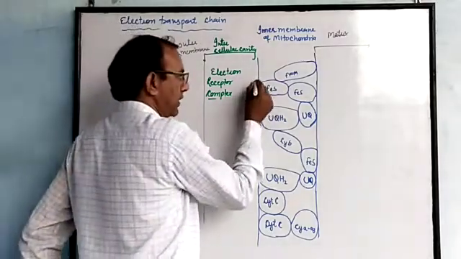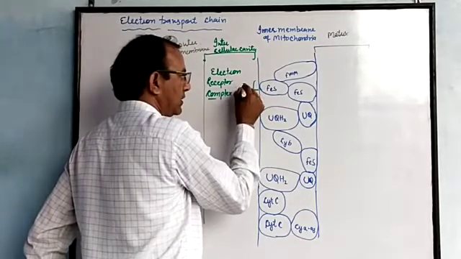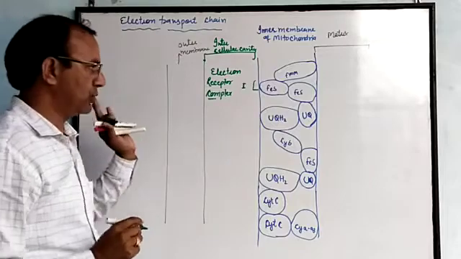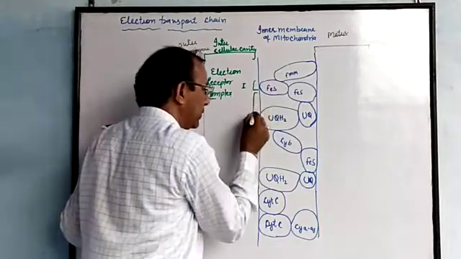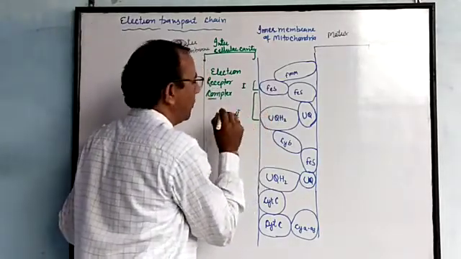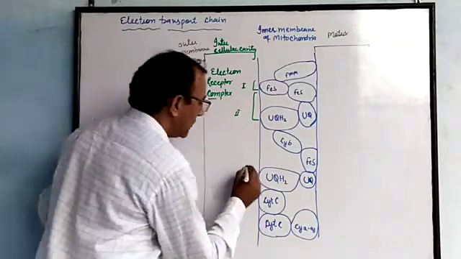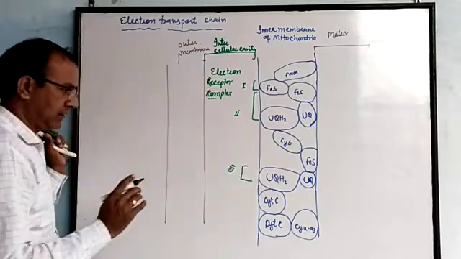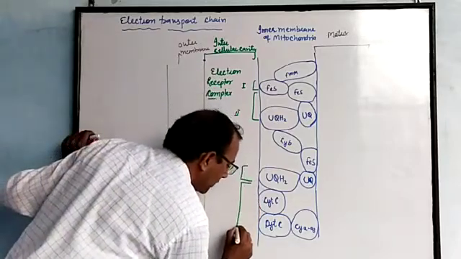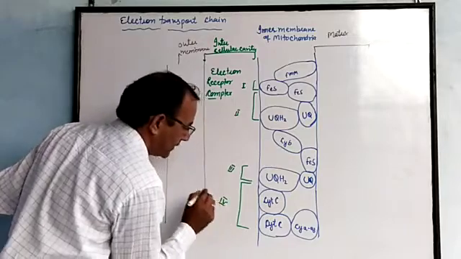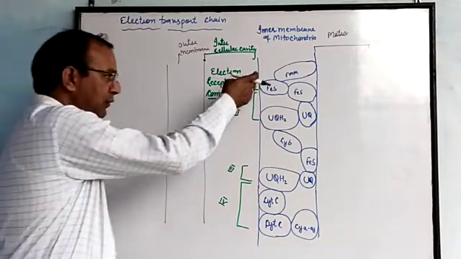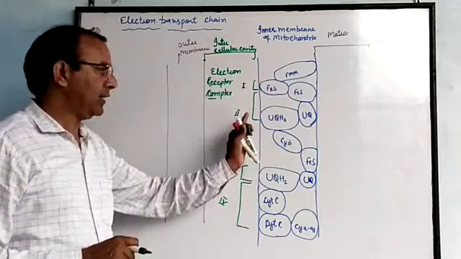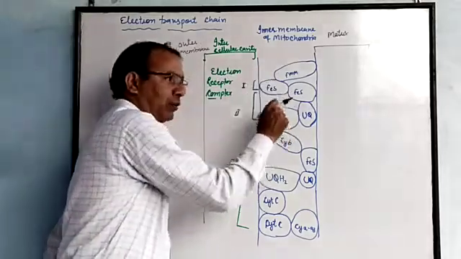This is the first one. This is the first complex where the electron is accepted and passed out along with the protons. From here to this one, this is the second complex. This one is the third complex. There are 4 complexes. These are the 4 sites from where the electron passes out and starts to fall.